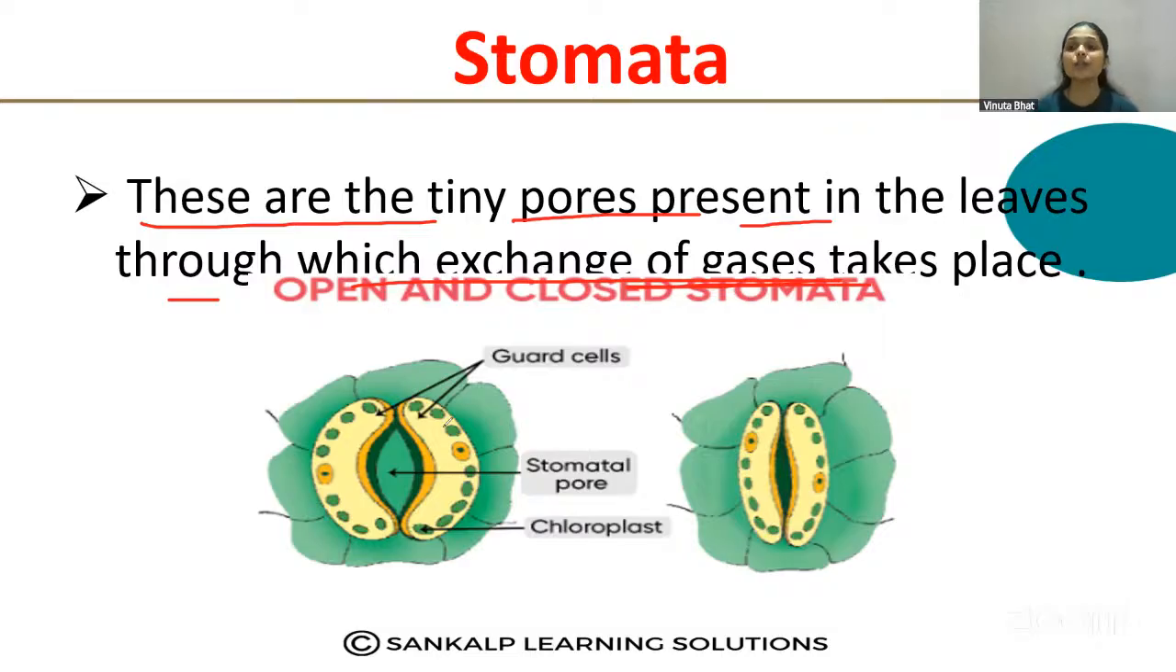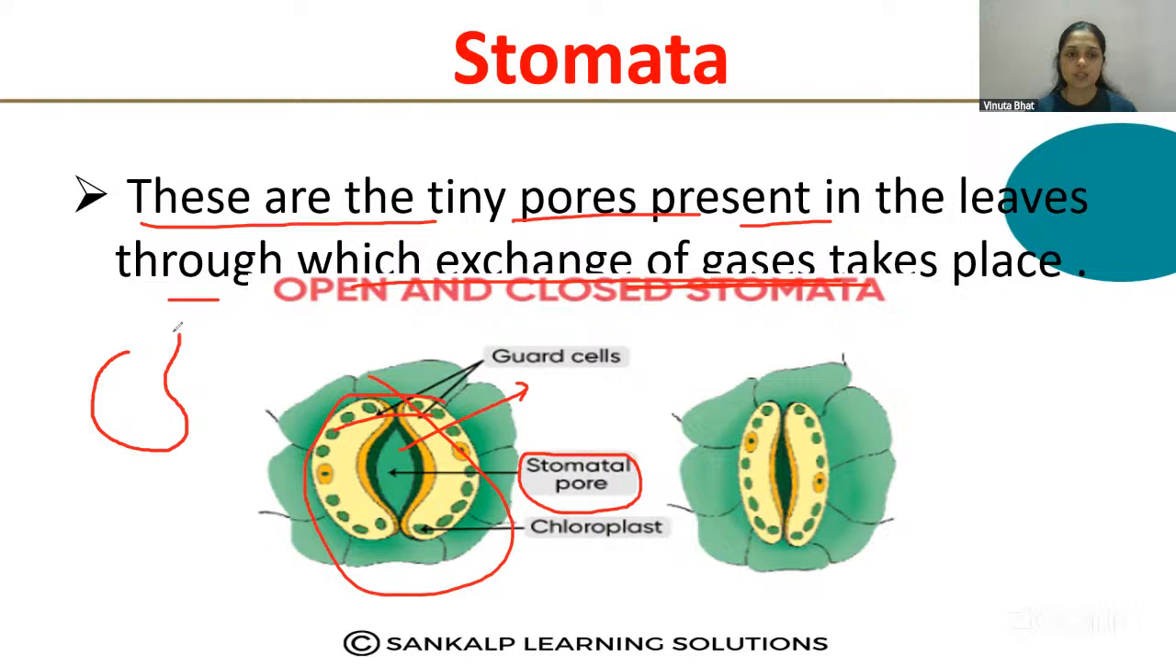And also transpiration, that is the loss of water, also takes place through the stomata. Okay, so this is the open stomata, where the exchange of the gases takes place. Here you can see the stomatal pore and the guard cells. So here, bean shaped guard cells. These are the guard cells which look bean shaped, right? So bean shaped.